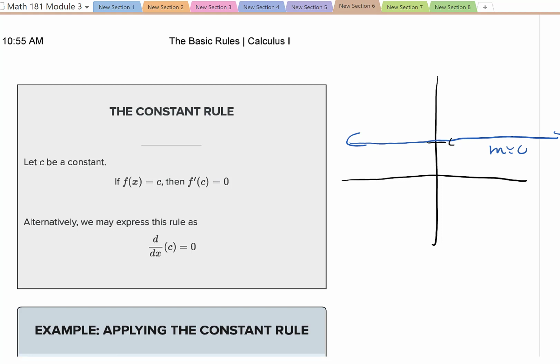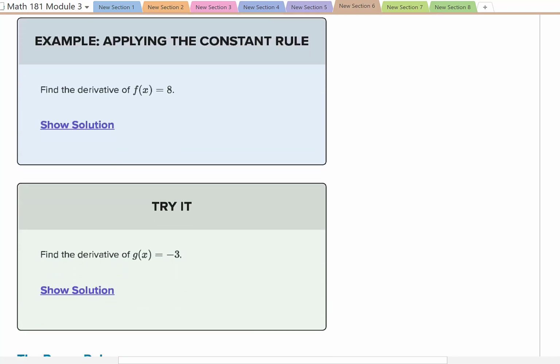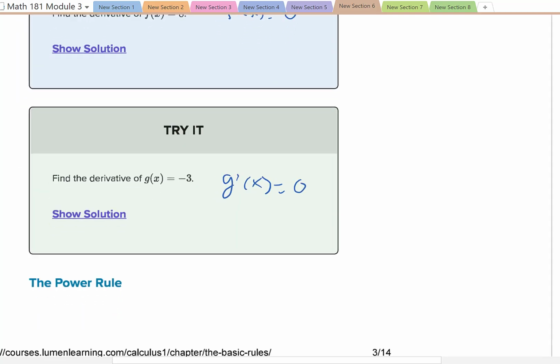And this d dx is another way of writing the same thing. It means the derivative with respect to x, where x is the variable with respect to, in this case, of c equals 0. So what is the derivative of f of x equals 8? Well, f prime of x would be 0. Derivative is 0 because it's a constant. Same thing down here, g prime of x equals, again, 0, because g of x equals some constant value, which is -3 in this case.